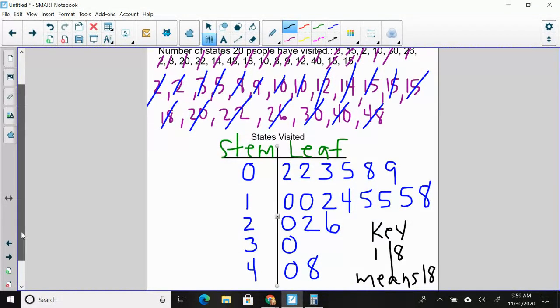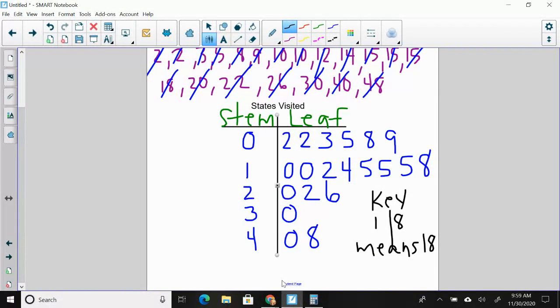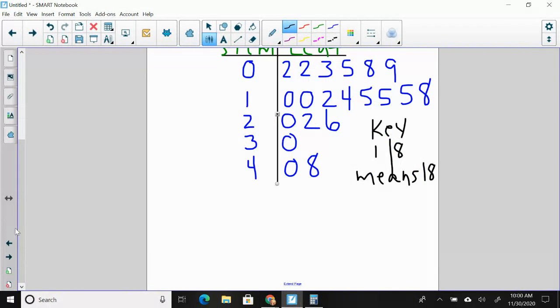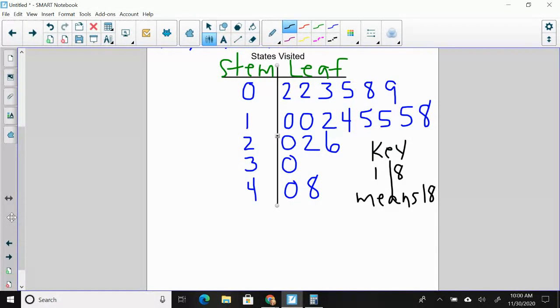All right. So I am going to scoot this down a little bit, and I'm going to keep it like this. All right. So states visited. Mean, median, mode, and range.